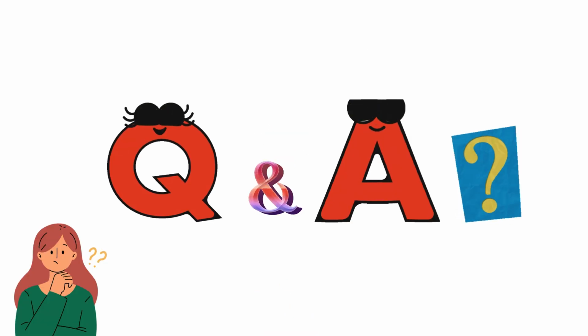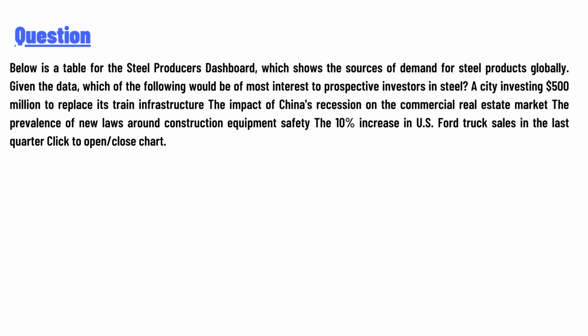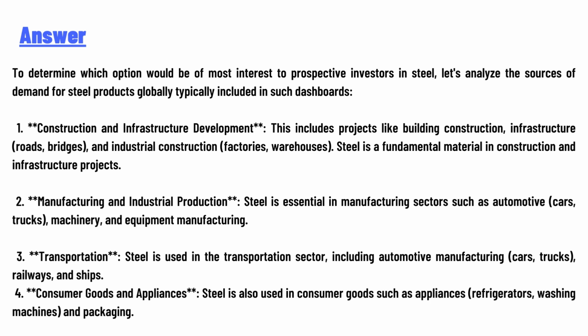So our today's question is: below is a table for a steel producers dashboard which shows the sources of demand for steel products globally. Given the data, which of the following would be of the most interest to prospective investors in steel? A city investing 500 million to replace its train infrastructure, the impact of a Chinese recession on the commercial real estate market, the prevalence of new laws around construction equipment safety, the 10% increase in US Ford truck sales in the last quarter. Click to open the chart and answer the question is to determine which option would be of most interest to a prospective investor in steel.